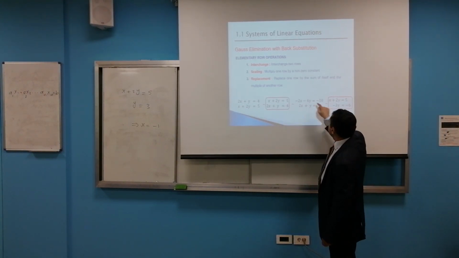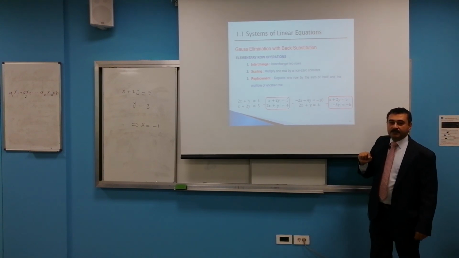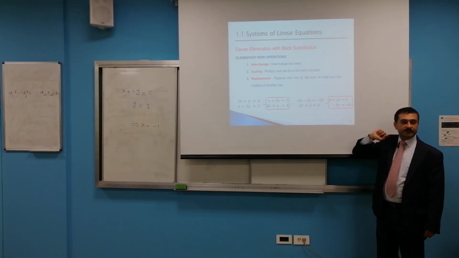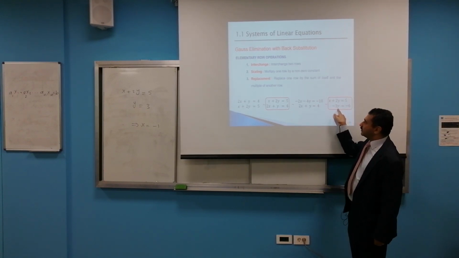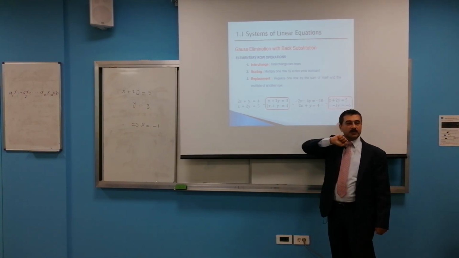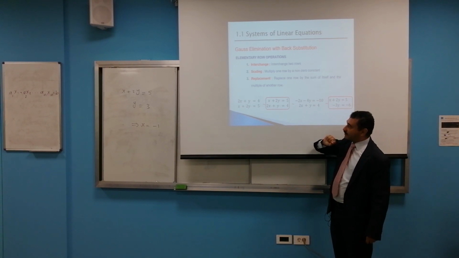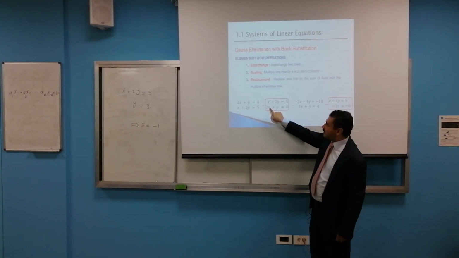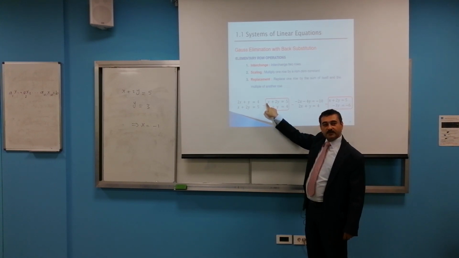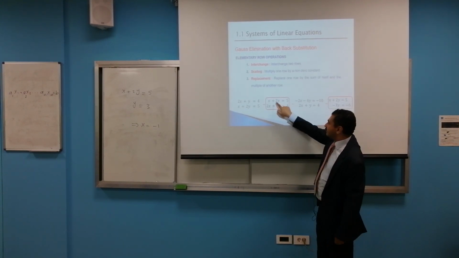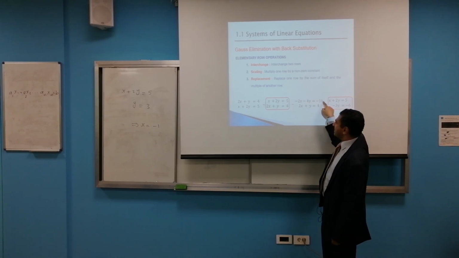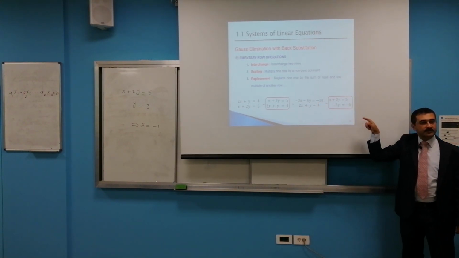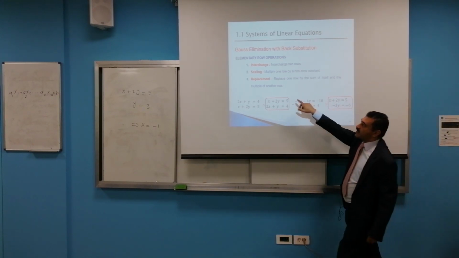The first equation is the same. I did actually a replacement for the second equation. So the second equation is replaced with what? The sum of the second equation plus -2 times the first one. I add it to the second equation and I replace the second equation. So this is called the replacement operation.